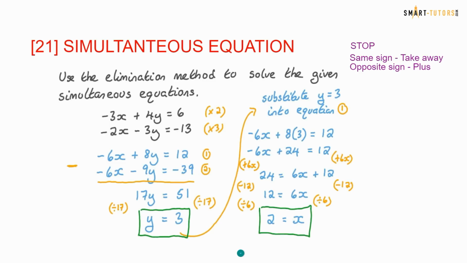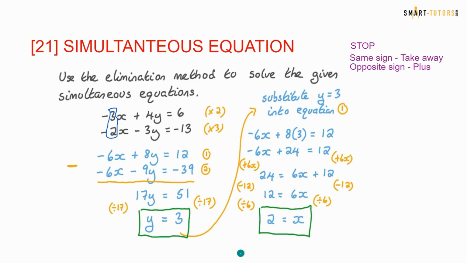Topic 21, simultaneous equations. Use the elimination method to solve the given simultaneous equations. For example, I'm going to show one. You need to make sure that in your methods, recall how you did it, and find x and y. So here in this question, minus 3x plus 4y equals 6, and minus 2x minus 3y equals minus 30. The idea is to make this coefficient the same, as 6. To get that, you need to times this by 2, 2 times 3 is 6, 3 times 2 is 6. Once you find the method, you have to multiply each and every element of the equation.